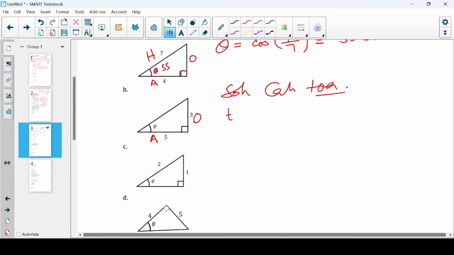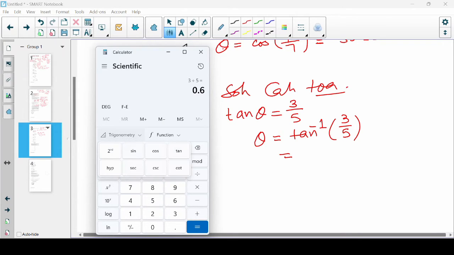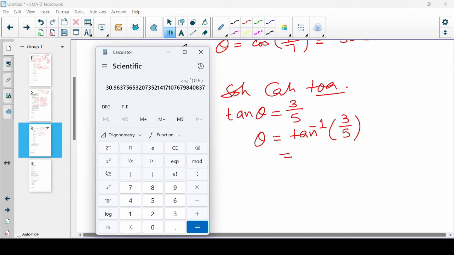So we can find tangent theta is equal to opposite, which is 3 over 5. In the same way, we can take the tangent to the other side of the equation, then the tangent becomes inverse tangent of 3 over 5. So now with the help of your calculator, you can easily calculate this. So 3 divided by 5 gives us this fraction, and we use the trigonometric function of secant, and then tan inverse is here.